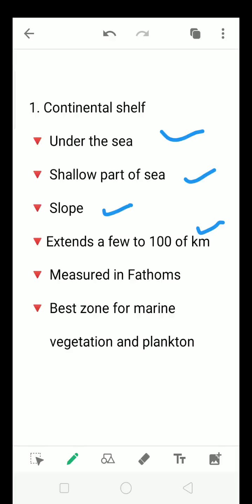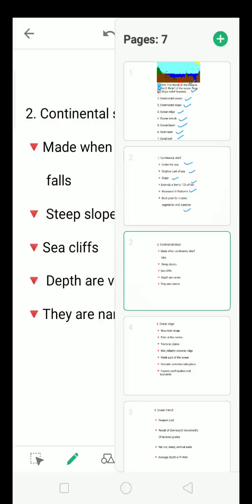Whenever we want to measure the depth of the sea, we use a terminology, fathoms. So the depth of the sea is always measured in fathoms. And the continental shelf is the best zone for marine vegetation and plankton. This is the zone from where the fish can take their food. So plankton is the place where the fish can find the food.